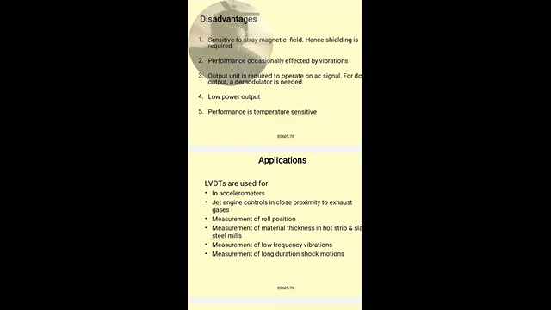LVDT is also used as an accelerometer. For the measurement of roll position, we can use the LVDT. For the measurement of low frequency vibrations, we use LVDT. For the measurement of long duration shock motions, we can also use LVDT.